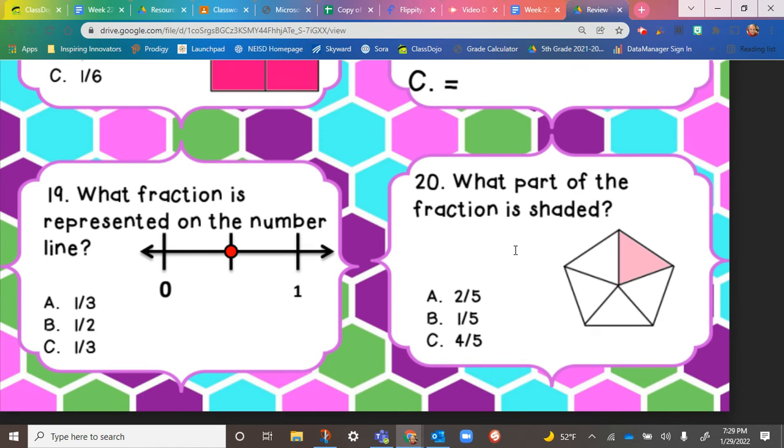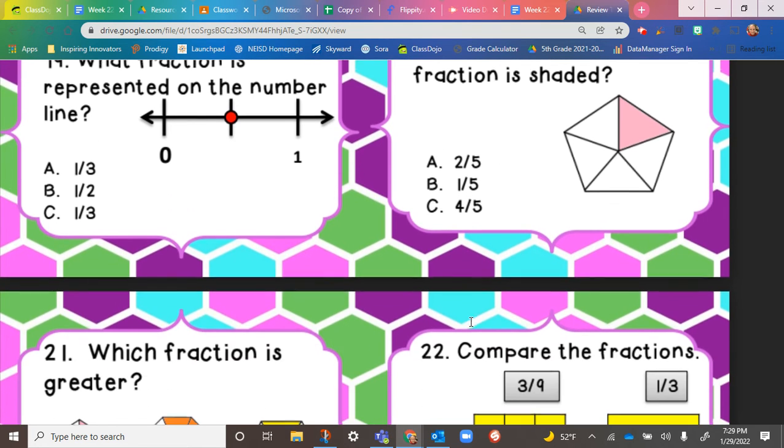What part of the fraction is shaded? So I need to count my parts. There's 5 of them, and only 1 is shaded, so that's 1/5.